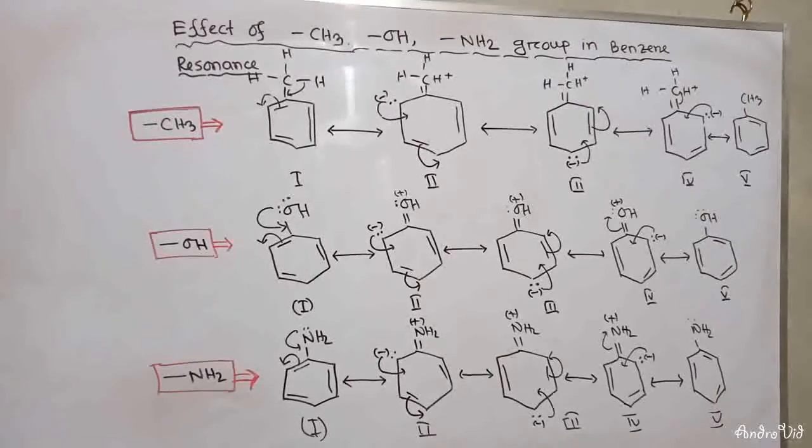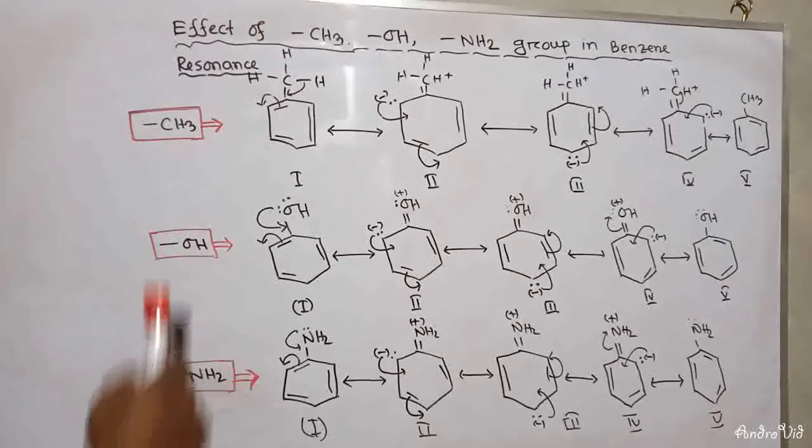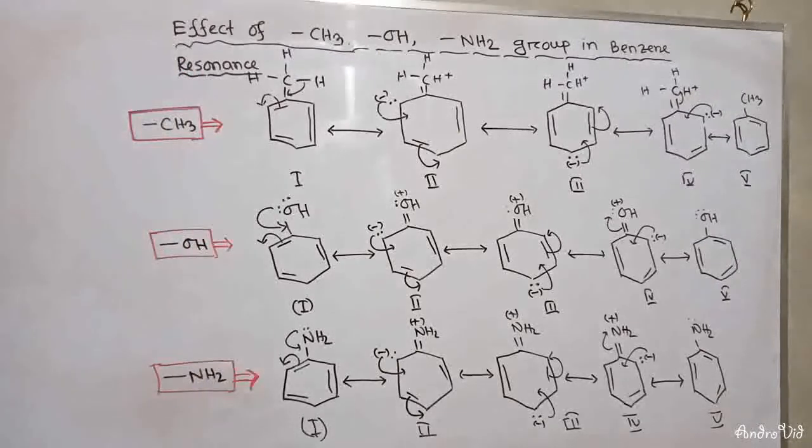So now the effect of methyl, OH and NH2 groups in benzene. You know very well all these groups are ortho para directing groups. Now I would like to explain why these are called ortho para directing groups from their resonance. I have drawn here the resonance structure for methyl, for OH, and for NH2. First, I would like to explain the resonance structure of methyl.